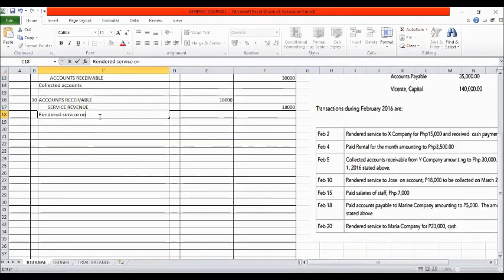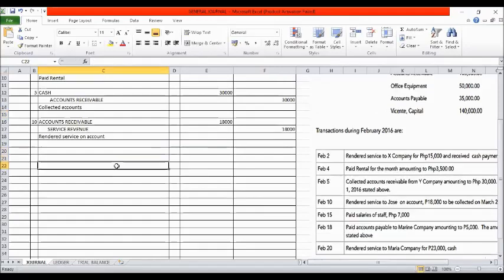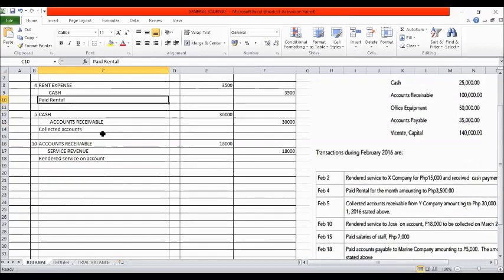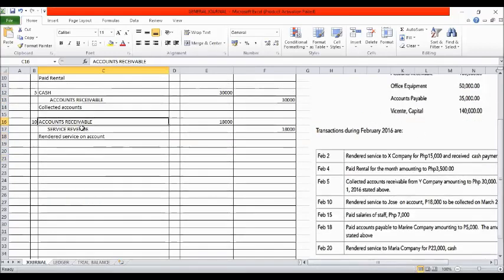By the way, ano nga ba yung use ng mga explanation sa ilalim so that we can know kung tama yung mga debit and credit natin. So kaya naglalagay tayo ng mga brief explanation sa ilalim ng bawat transaction natin. Kahit ito lang kasi tignan natin, makikita natin if tama yung debit and credit natin.